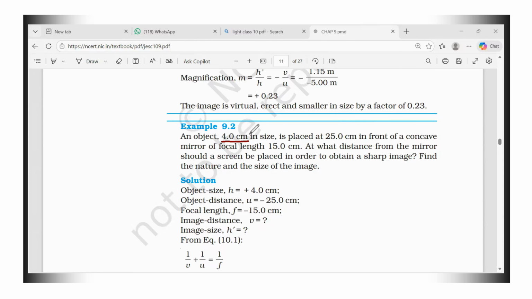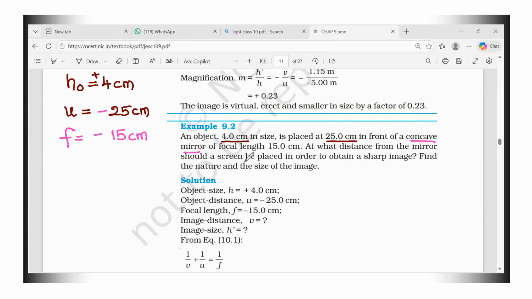There is an object of height 4 centimeter. So the height of the object is 4 centimeter. Positive or negative, children? Positive, because the height of the object is positive. It is placed at 25 centimeter. U is 25 centimeter, but it is U, so it should be negative. In front of a concave mirror. The focal length of a concave mirror is negative, and that is given as 15 centimeter.